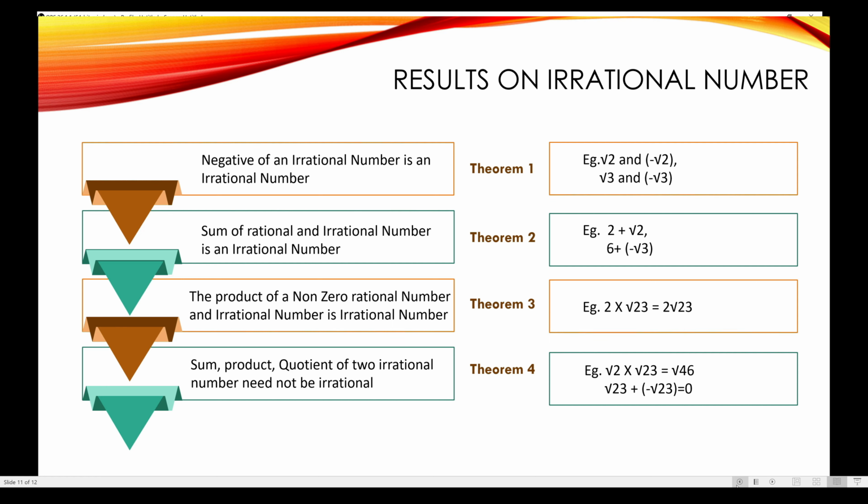Similarly, when we add under root 23 and the negative of under root 23, we get 0, which is a rational number. So the last theorem is important. It varies from case to case. Now let us do a few questions based on these theorems. The first kind of question is identification question.